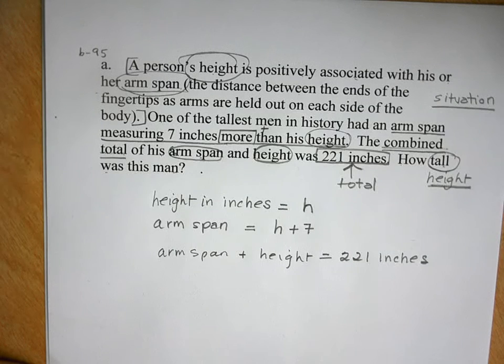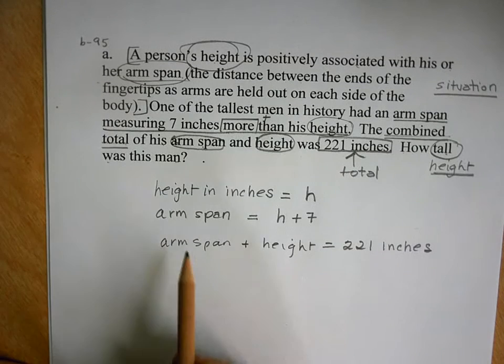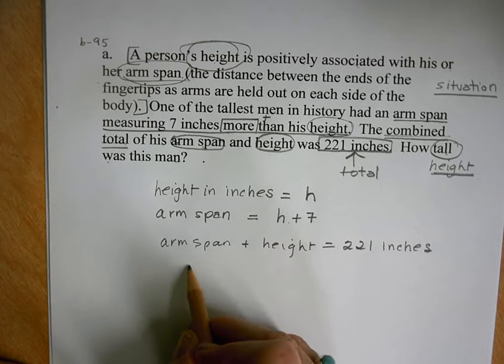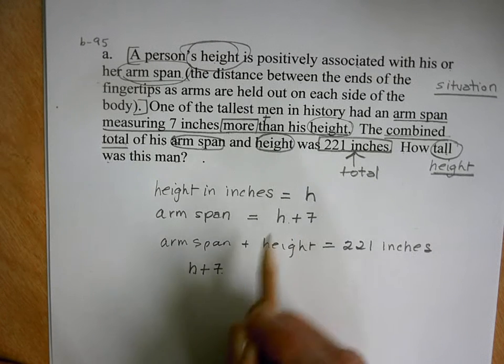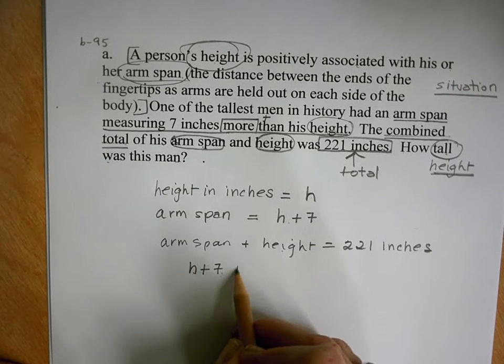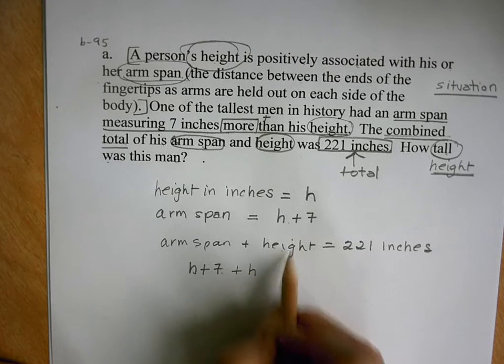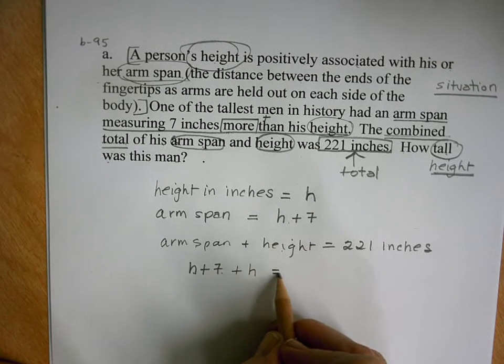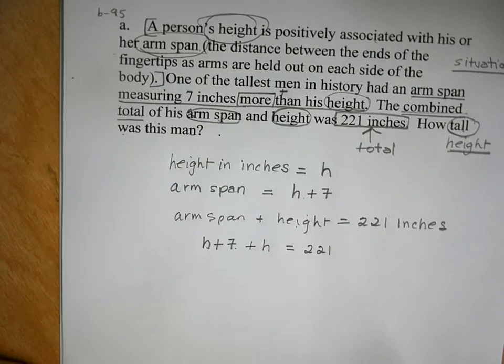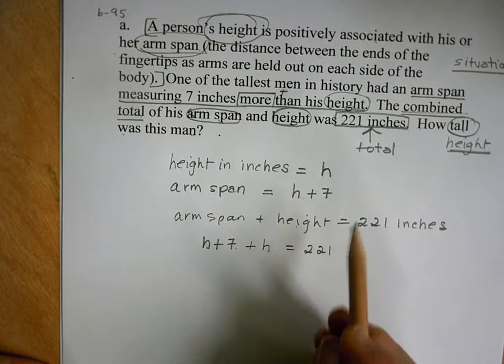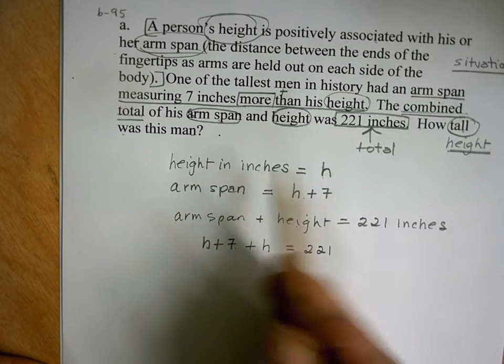So now I can write my equation. I want his arm span, which is h plus 7. It's his height plus 7 more inches. And I want his height, which we're just calling h. And both of these together equal 221 inches. So now I want to solve for h. I've defined it. h is his height in inches.